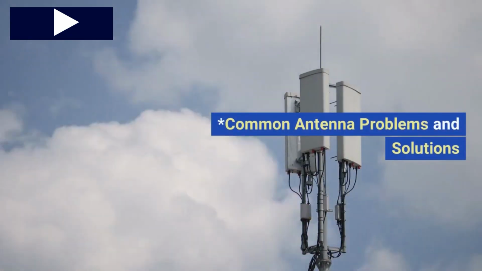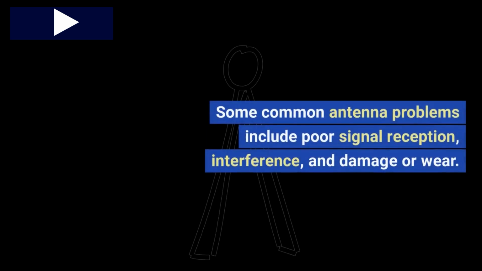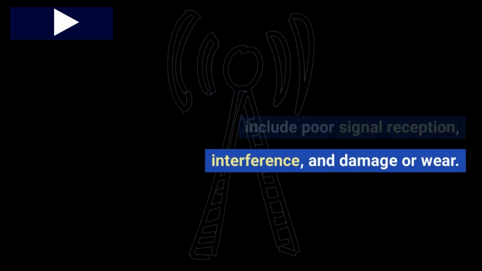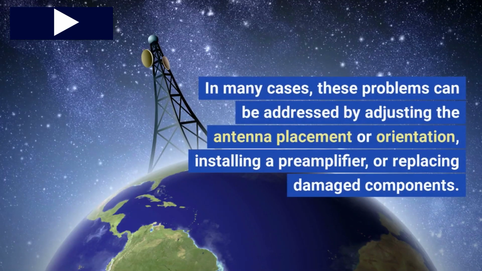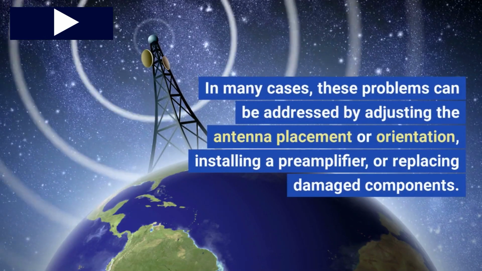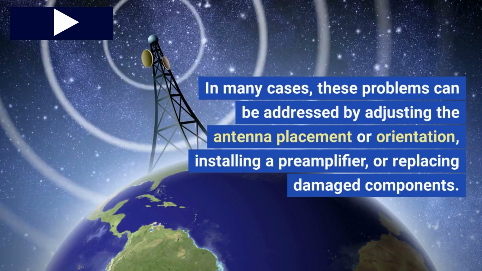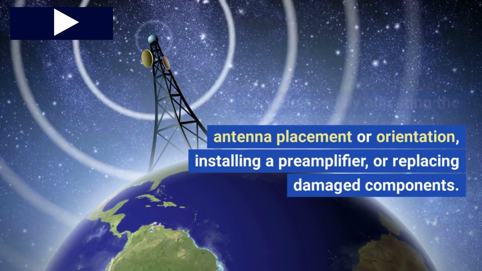Common antenna problems and solutions. Some common antenna problems include poor signal reception, interference, and damage or wear. In many cases, these problems can be addressed by adjusting the antenna placement or orientation, installing a preamplifier, or replacing damaged components.